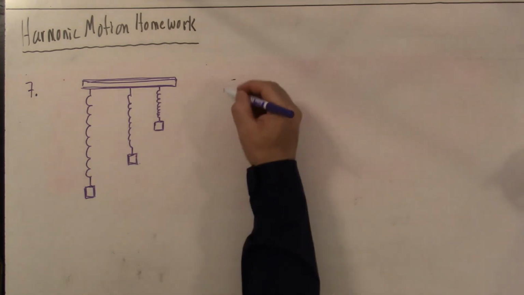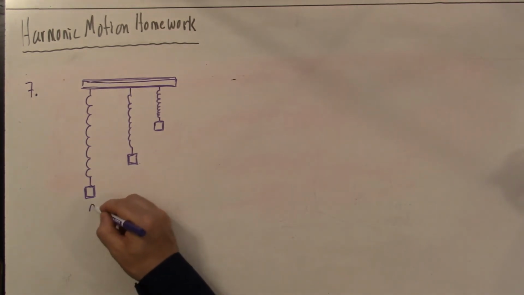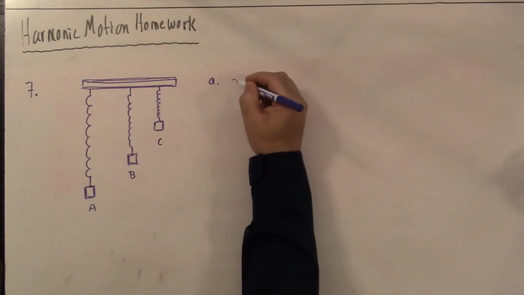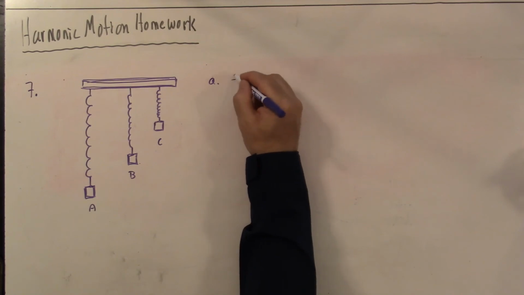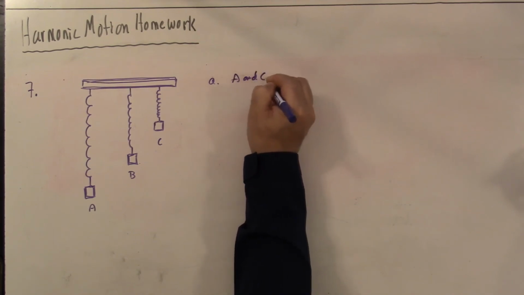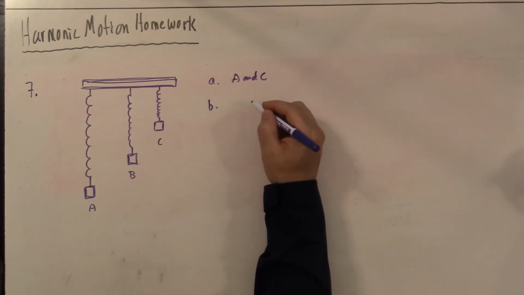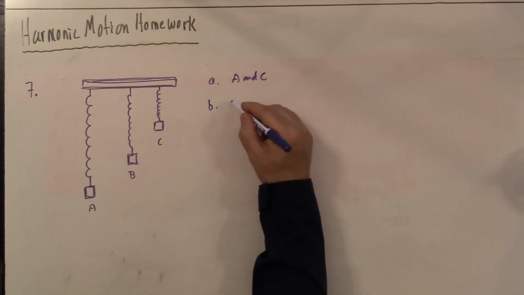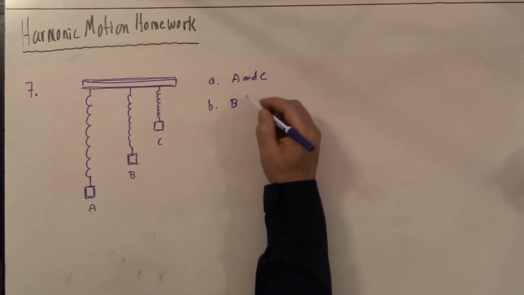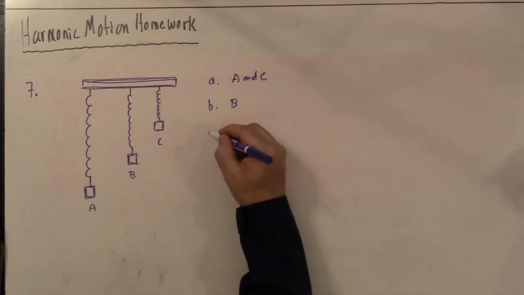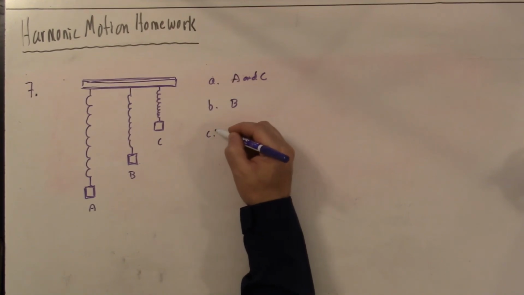So A says, well, let me label it, this is A, B, and C. A asks, where is the speed of the mass 0? At A and C. That's where it stopped and changing directions. Where is the speed of the mass the greatest? B. Whether it's moving in the up direction or the down direction, that's where the speed is greatest. So it's speeding up to B, and then slowing down to C, and then speeding up to B, and then slowing down at A.